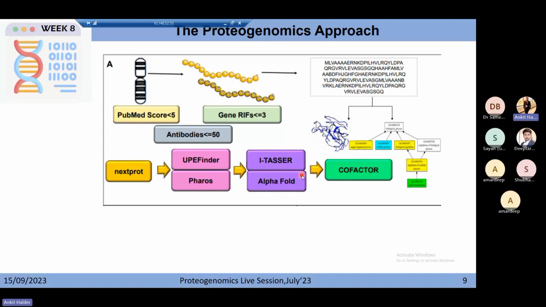Then I-TASSER and AlphaFold. I-TASSER is a web-based server with which you can predict any protein 3D structure, followed by AlphaFold, which has recently come and uses deep learning methods to predict 3D protein structures, followed by COFACTOR, which helps you understand the molecular biological processes that can be associated with those particular proteins based on sequence and structure similarities with other sequences.